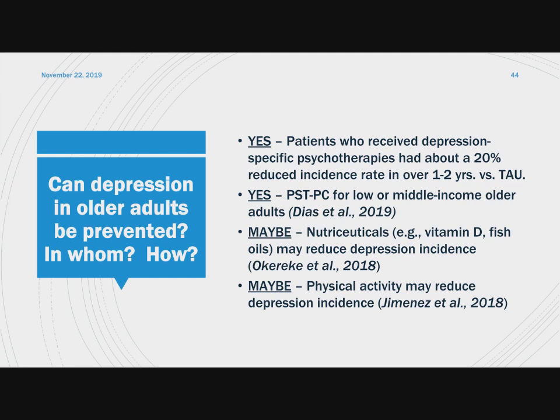Ongoing are studies of whether nutraceuticals like vitamin D and fish oils, and whether interventions such as exercise, may also be effective in preventing depression in older adults.